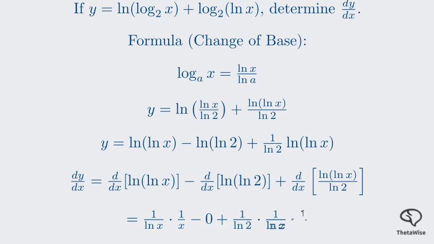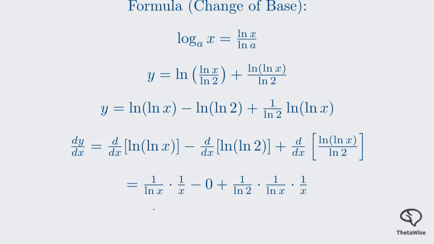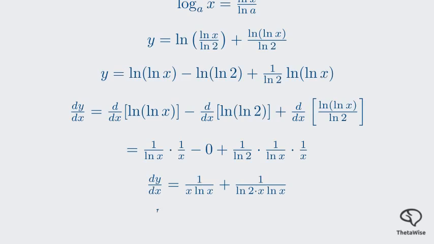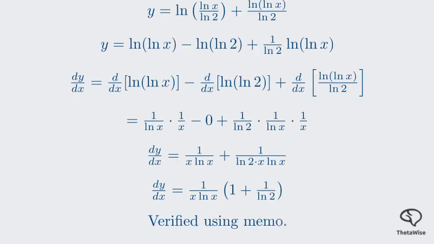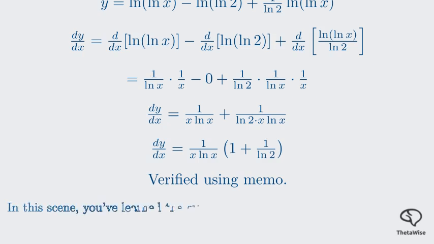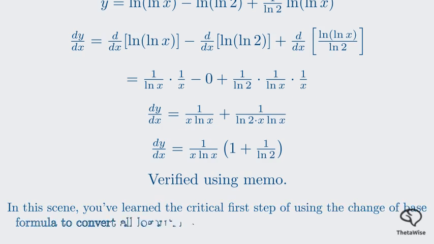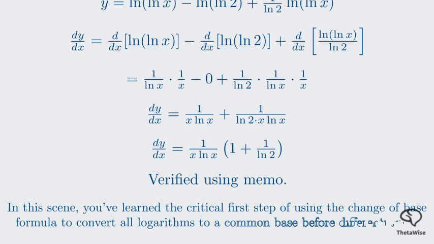For the third term, ln 2 is a constant multiplier, and we differentiate ln ln x again. The result is 1 over x ln x plus 1 over ln 2 times 1 over x ln x. We can see that the term 1 over x ln x is common to both parts. We can factor it out. This gives us our final answer, 1 over x ln x times the quantity 1 plus 1 over ln 2. The answer is verified using the memo. This problem highlights the importance of simplifying a function first, using logarithm properties, before you even begin differentiating. This can make a complex problem much more manageable.